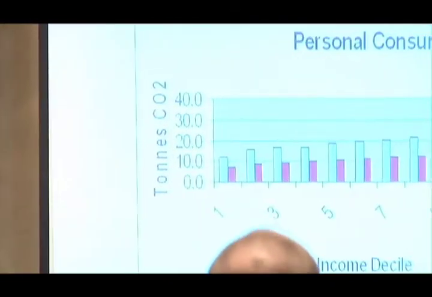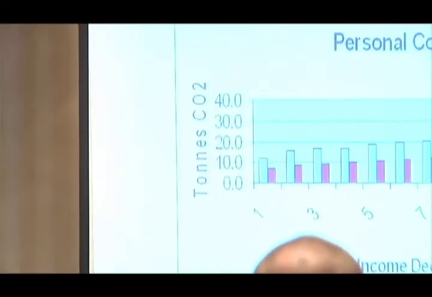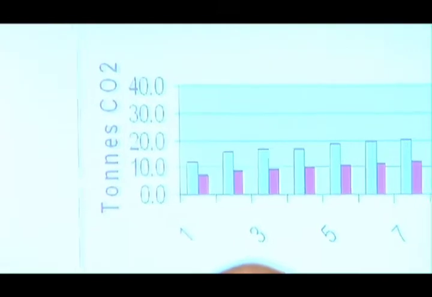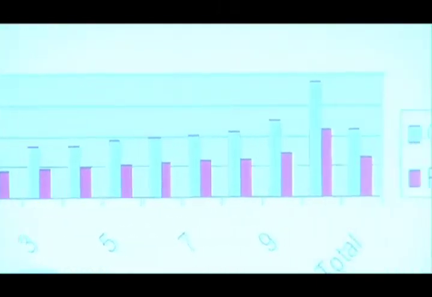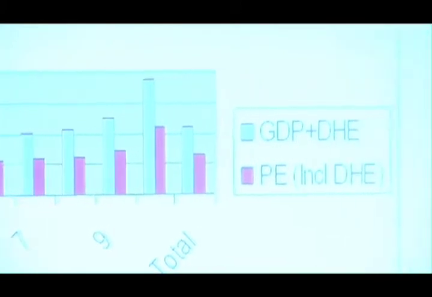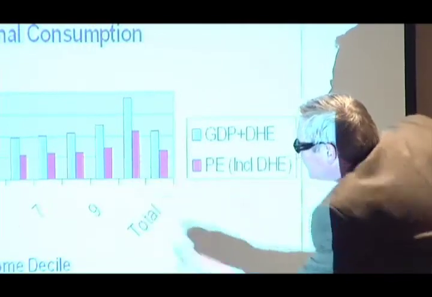And here again, we're looking across the income deciles. If we look at it from a production basis, that's GDP plus direct household emissions, and personal expenditure, you can see that there's quite a gap there. But the gap is much larger at the higher income households than it is at the lower income households.